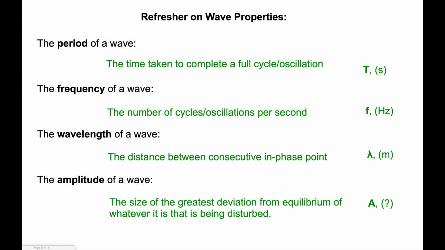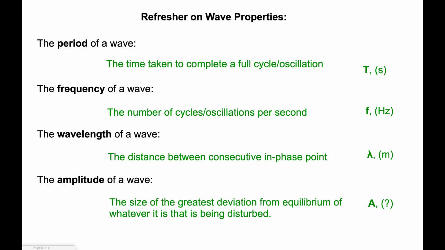Here's a quick refresher on some wave properties. First of all, the period of a wave is just the time taken to complete one full cycle or oscillation measured in units of seconds. The frequency of a wave, which is just the reciprocal of the period, is the number of cycles or oscillations that happen every single second. So the most common unit is hertz, which just means cycles per second.